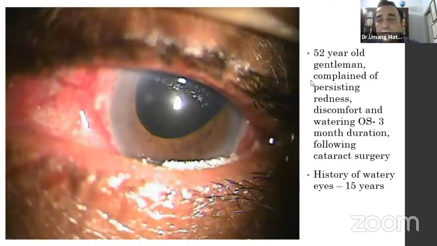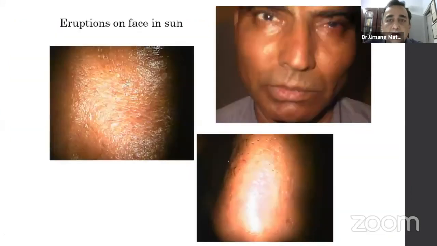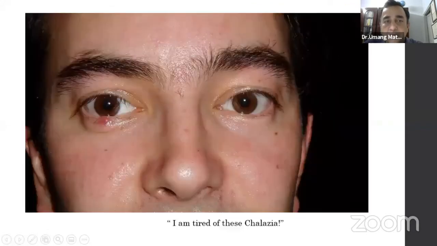This was a 52-year-old gentleman who complained of persistent redness, discomfort, watering after a cataract surgery. As you can see, the patient had meibomian gland disease. And on our Indian skin, sometimes it's not very easy to discern, but basically this patient was suffering from rosacea for several years. On this Westerner, much easier to tell, and complained of multiple chalazion appearing at different times in his life.